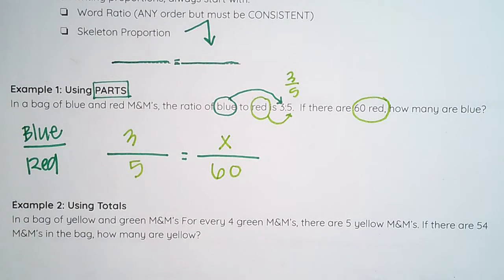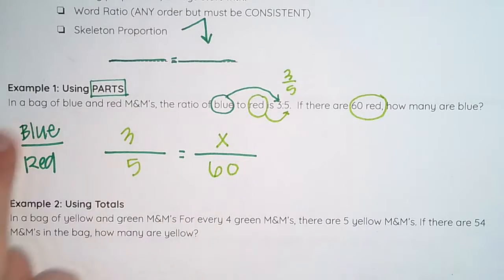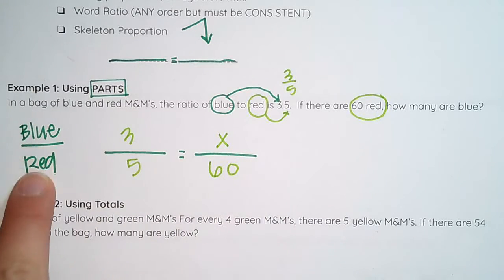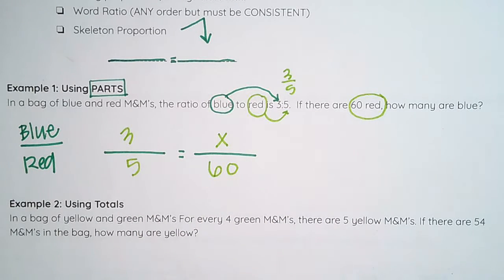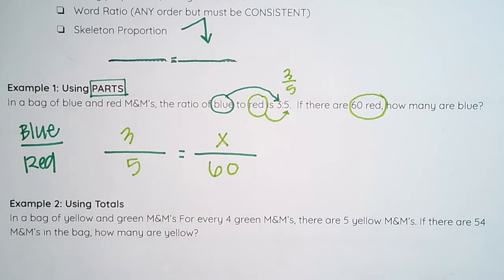This right here is all we are looking for today. I want to see your word ratio, your skeleton proportion, and then your information filled in. We are not going any further today. We are just making sure we are confident in our setup. Okay, so that was an example using parts.